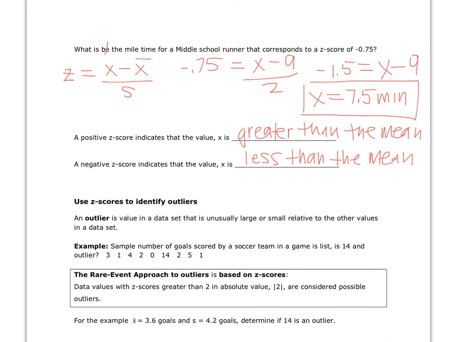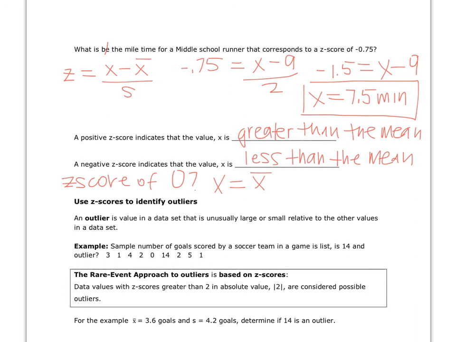All right, so here's a question. What about a z-score of 0? What does that mean? Well, the only way that it can be 0 is if x is equal to the mean. So the mean value has a z-score of 0 because it is 0 standard deviations away from the mean.